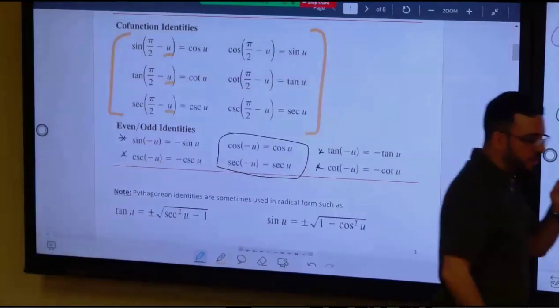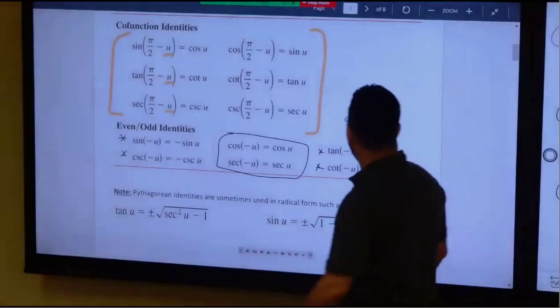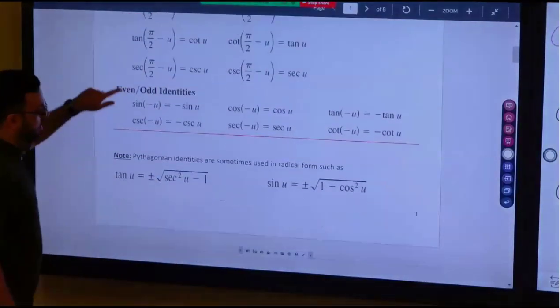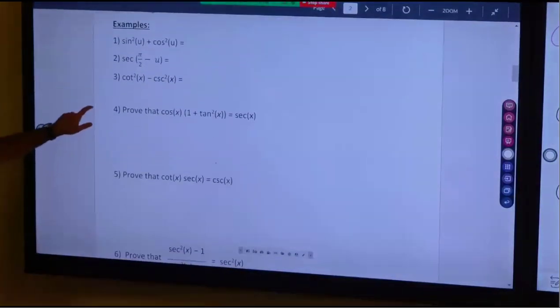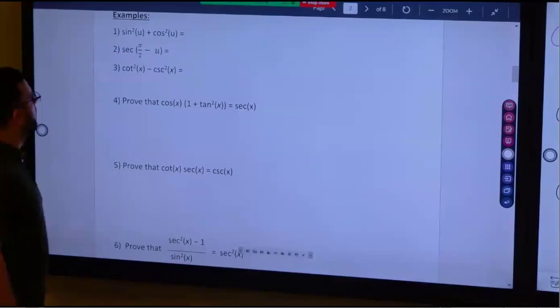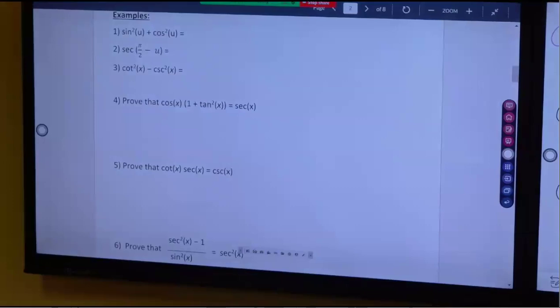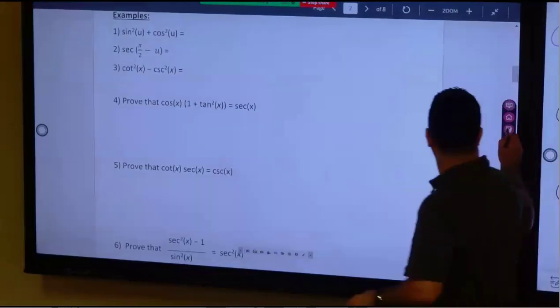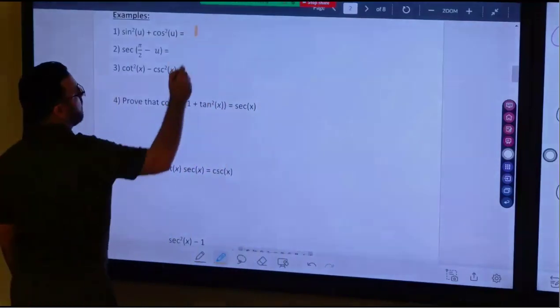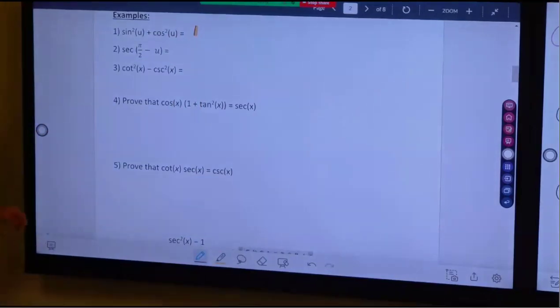The last two identities, I use them by that computer. What they're telling you. Number one. Tell me, sine square u plus cosine square u equal what? Let's see, we don't have one here. Get the second one.